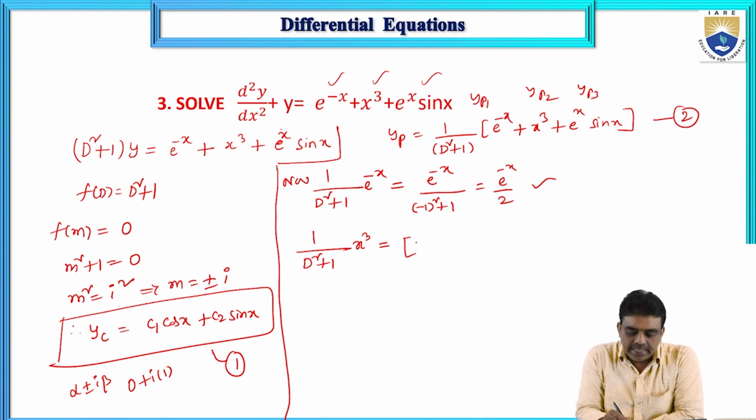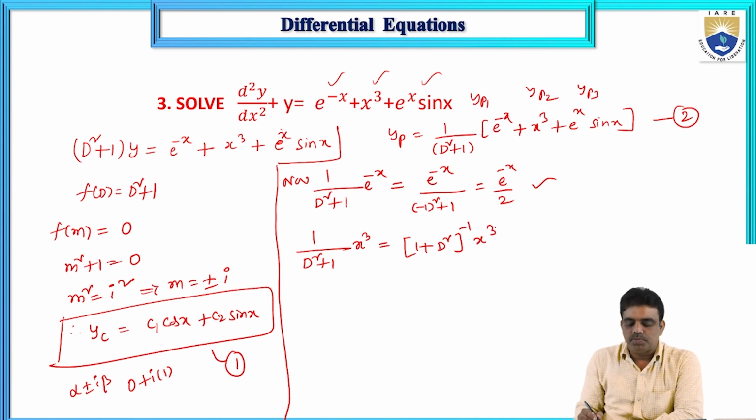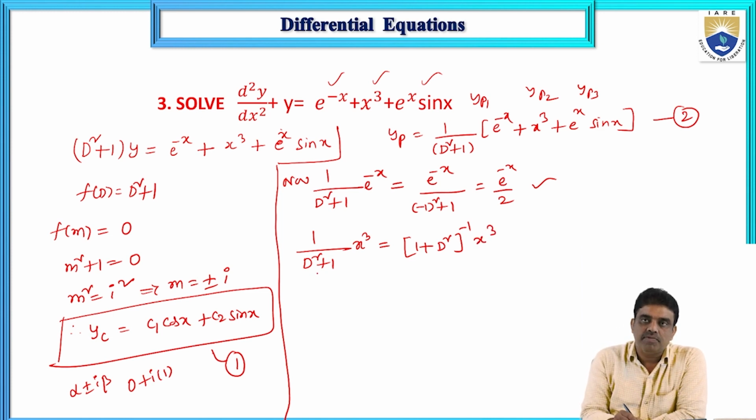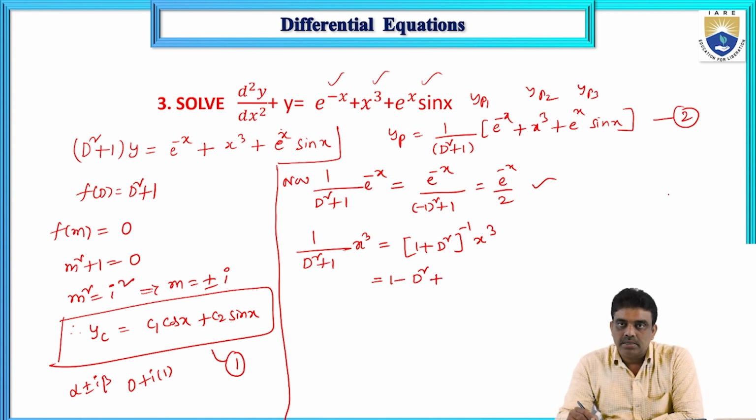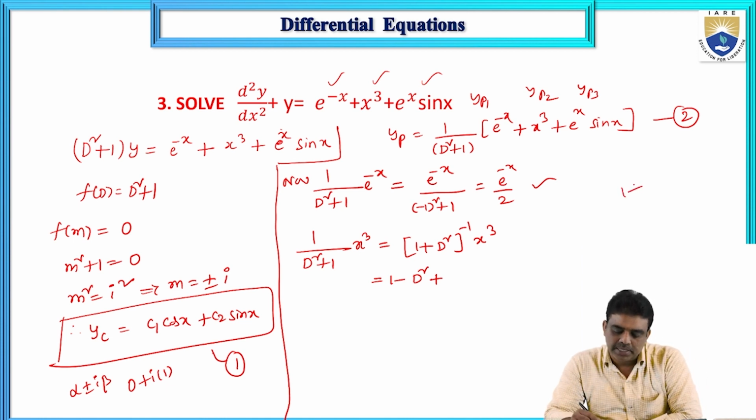So this I can write as (1 plus D square) whole power minus 1 of x cube. So already the denominator is in the form 1 plus phi of D, (1 plus D square) whole power minus 1 of x cube. So the expansion: 1 minus D square plus D square whole square, for (1 plus x) whole power minus 1 the expansion is 1 minus x plus x square minus x cube plus so on.